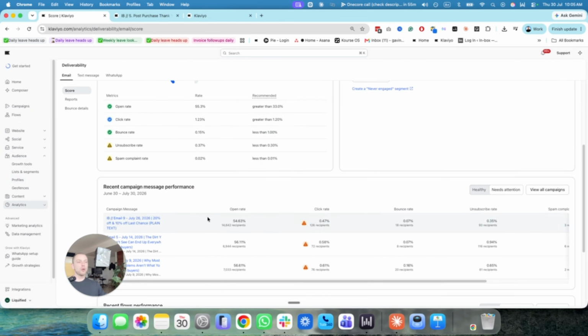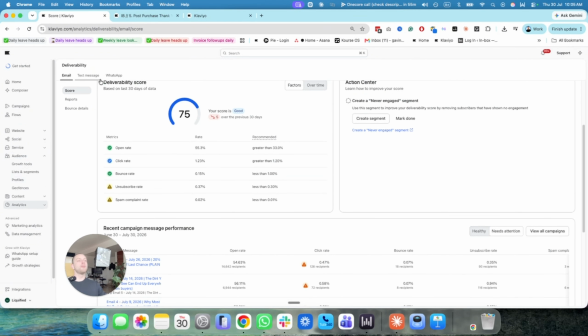The biggest needle mover when it comes to deliverability is going to be the filters you add to your flows and the segmentation you use for your campaigns. The lower your deliverability score, the tighter the segmentation window you need to use when it comes to sending campaigns. Let me give you an example.